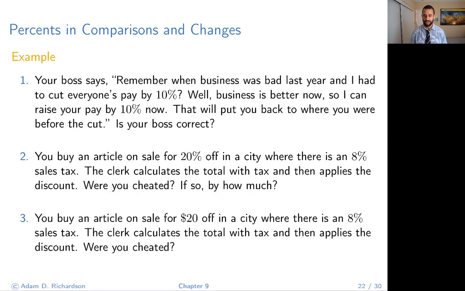Okay, let's do a third one. Look at this question. It says, you buy an article on sale for $20 off in a city where there's an 8% sales tax. The clerk calculates the total with tax and then applies the discount. Were you cheated now? Think about it. These questions are virtually identical. There's only one thing that's different about them, except the very last line. Can you see it?